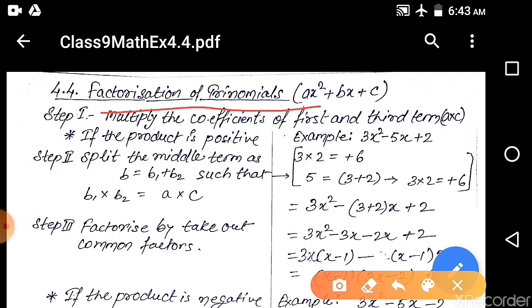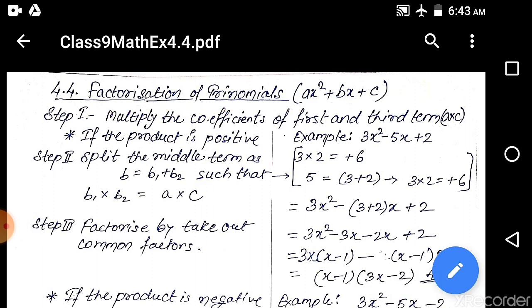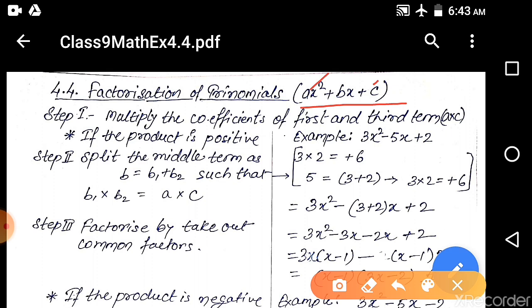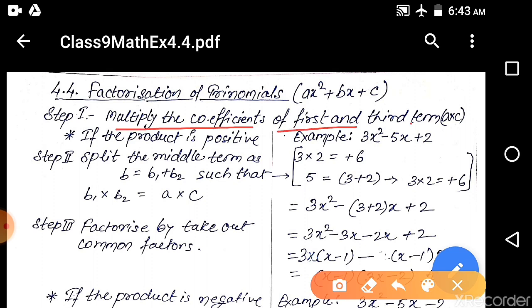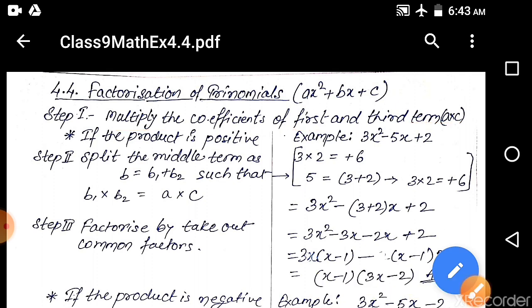So here we have the general form of a trinomial as ax square plus bx plus c, as you all can see. Now there are several steps to factorize this. What are those steps? The first step, we will multiply the first term and the last term, that is the coefficient of x square, a, and the constant term c. See, the first step is to multiply the coefficient of the first and the third term, that is a into c. We have one example here.